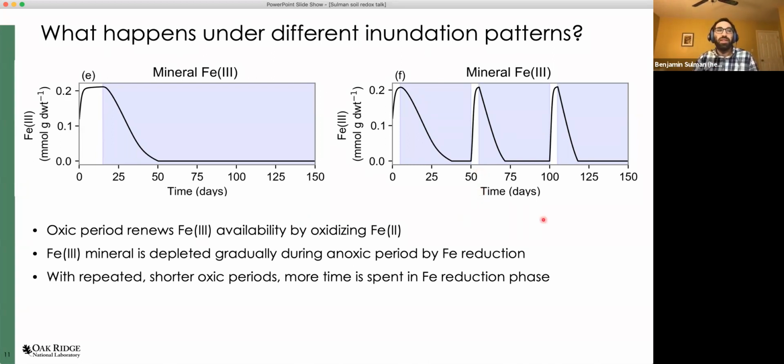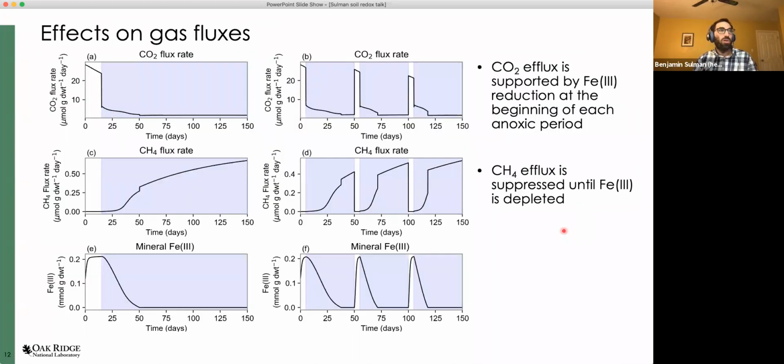And so under oxic conditions, we're oxidizing the iron 2 back to iron 3. So if iron 3 is this resource that gets depleted over time as the microbes use it to decompose organic matter, the oxic period basically refreshes that resource. So you have this increase in iron 3 during the oxic period, and then it declines over time through iron reduction.